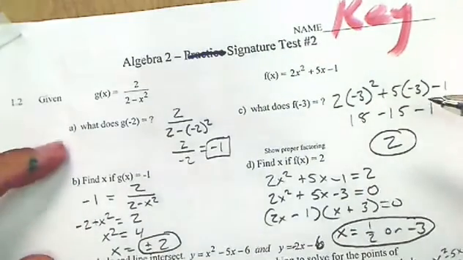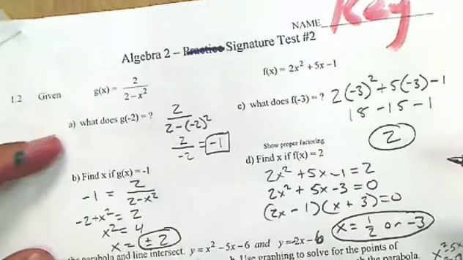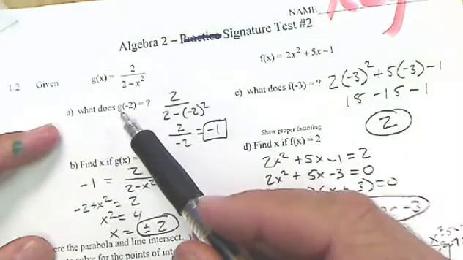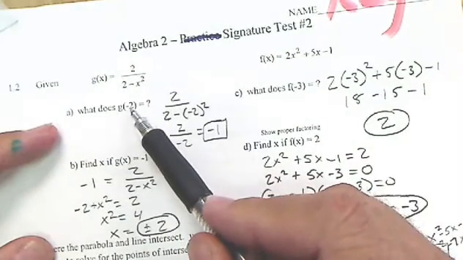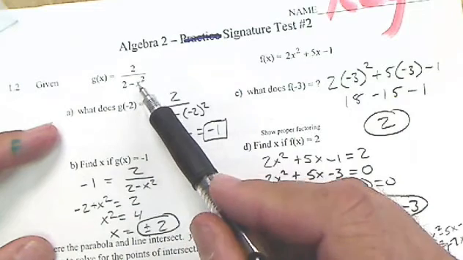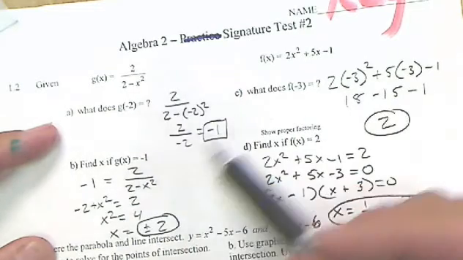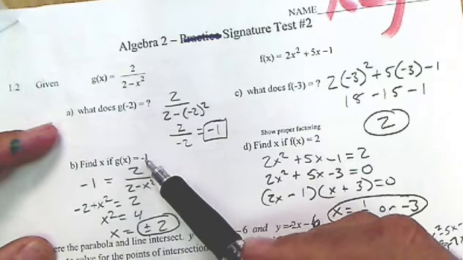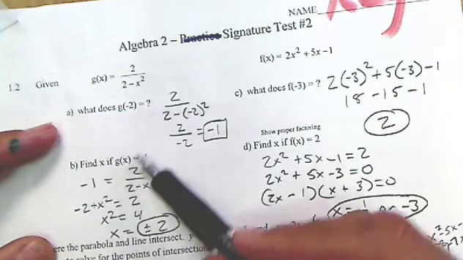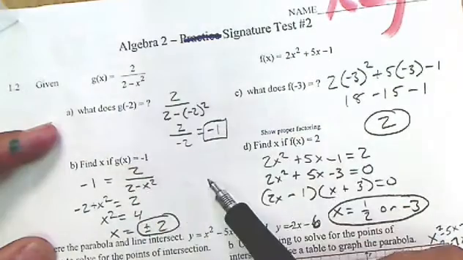Here's our solutions to the test. G of -2 just means you're plugging in -2 for the x, where this is the opposite. You're taking -1, plugging in for the g of x, so you're plugging it in here.